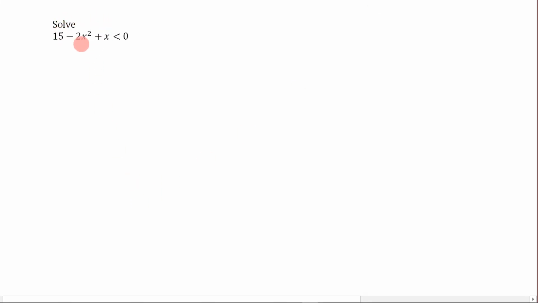All right, so we're going to answer this question before us. It's asking us to solve this. Where is this less than zero? So we've got a quadratic inequality. Now, this is different to what we've seen previously because it hasn't been factorized for us. Now, we know that we need to sketch this thing.